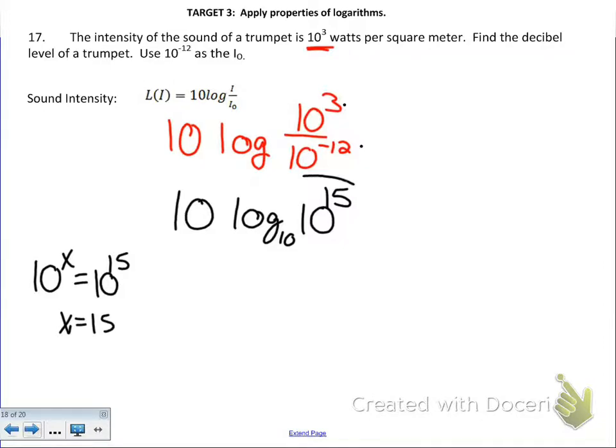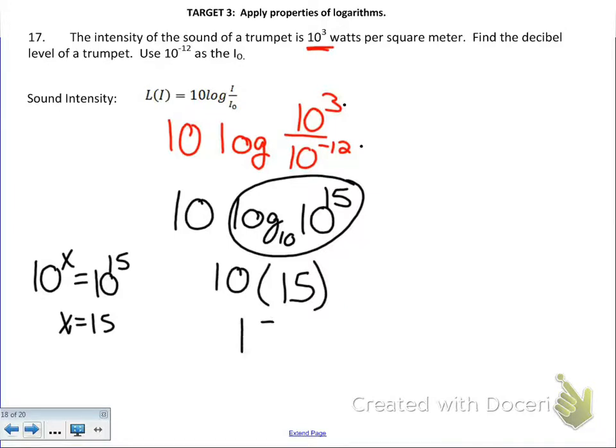So that's what's going on here. All of this becomes 15. We still have this 10 in front. So 10 times 15 is 150. And our label in this problem is decibels. Decibels. That is your answer.